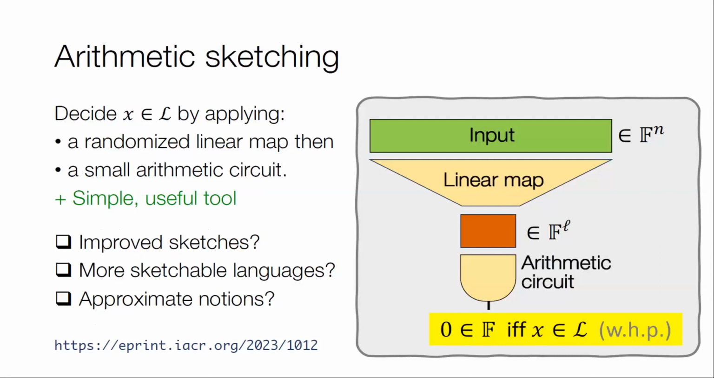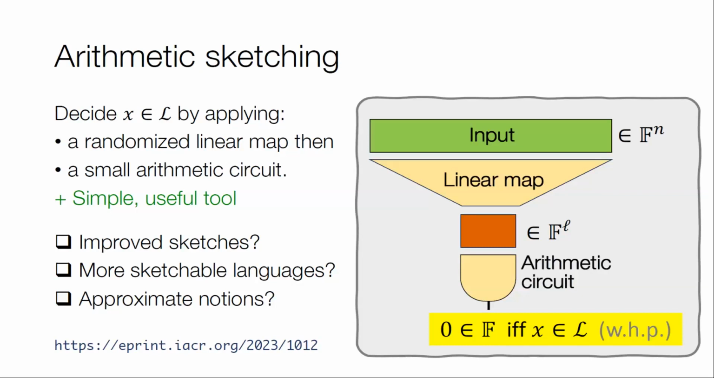Okay, so arithmetic sketching, just to wrap up, the one idea you should take away is you have a big input, you apply a linear map to it to squish it down, and then you apply a small arithmetic circuit to test whether the input has some property or not. And I'm hoping that this is a simple, useful tool in some cryptographic problem you have in mind.